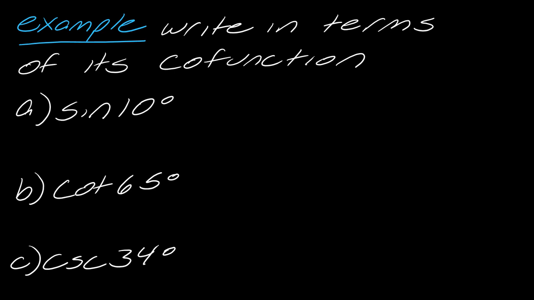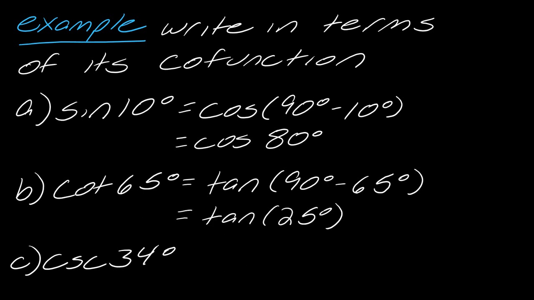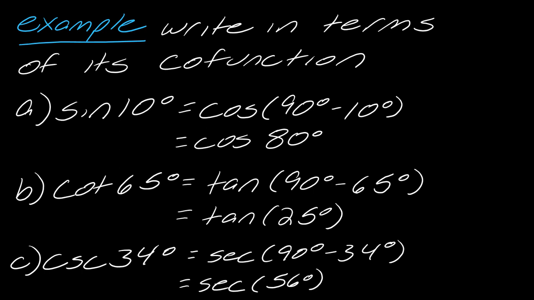So let's write in terms of its cofunction. Starting with sine of 10 degrees. The cofunction of sine is cosine, so I'm just going to take 90 degrees minus 10 degrees, so I get cosine of 80 degrees. And then for cotangent, the cofunction of cotangent is tangent, so then I just take tangent of 90 degrees minus 65 degrees, and I get tangent of 25 degrees. And then finally cosecant, the cofunction of cosecant is secant, so maybe you want to pause here just to do this one on your own. So I have secant of 90 degrees minus 34 degrees. This will be secant of 56 degrees.